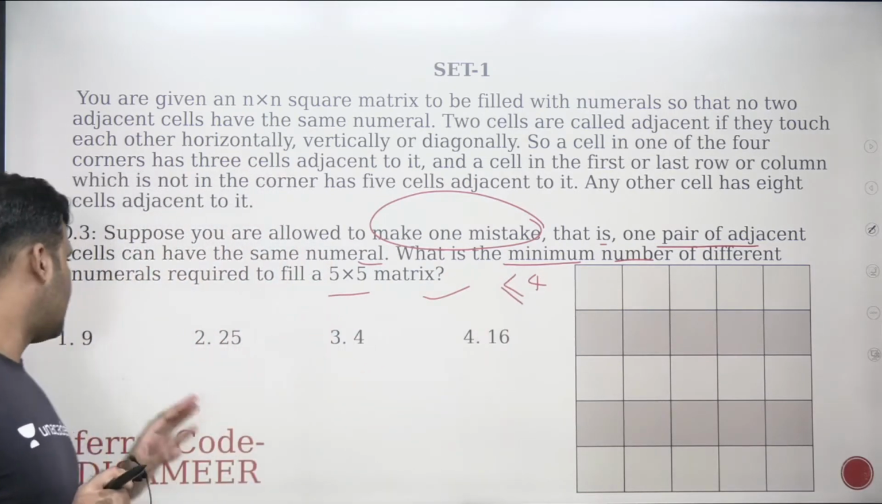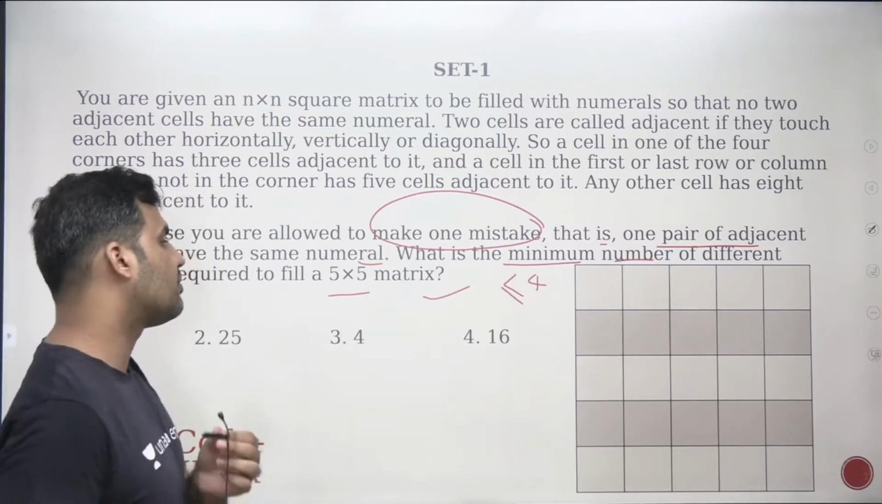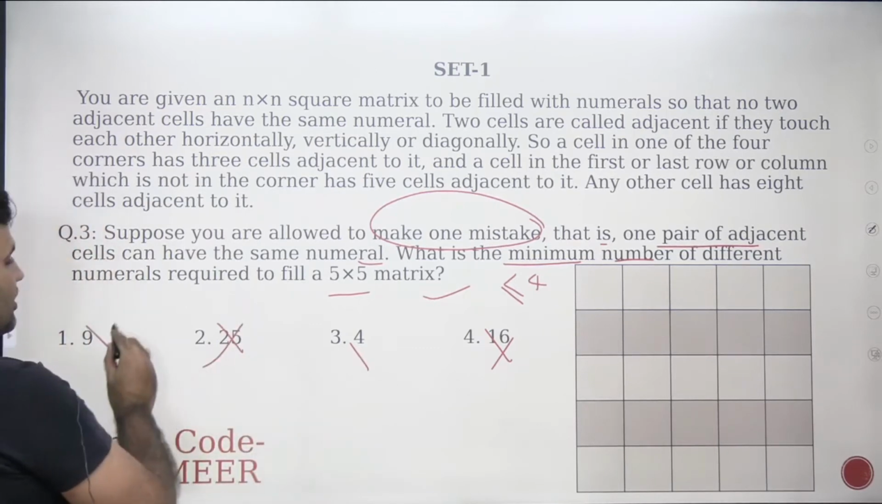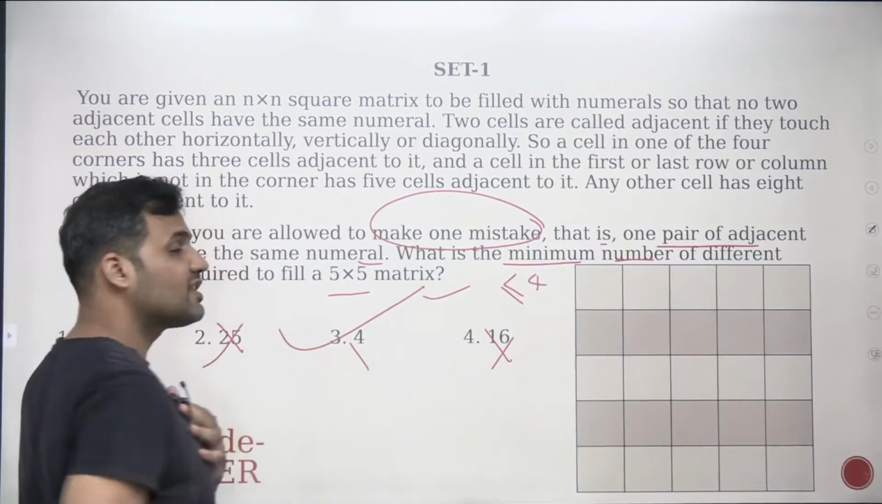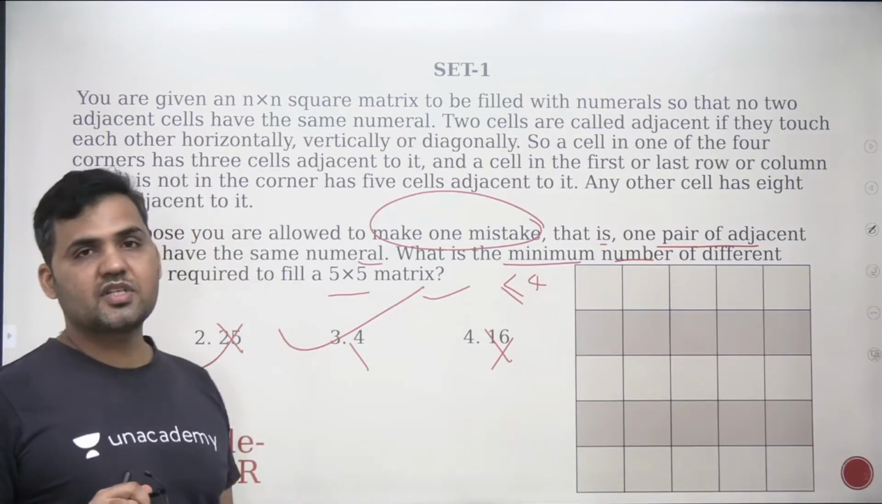All of the options, right? Look at option number 1, look at option number 2, and look at option number 4. All these options are straight away eliminated, right? These 2 options are straight away eliminated. Straight away you can say the answer cannot be more than 4. The only option left is 3.